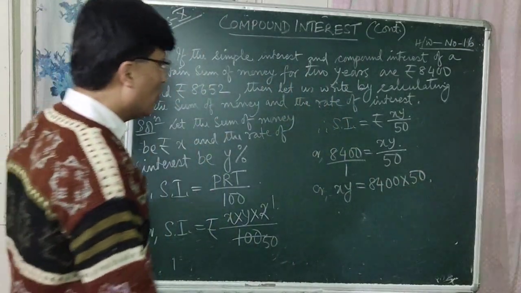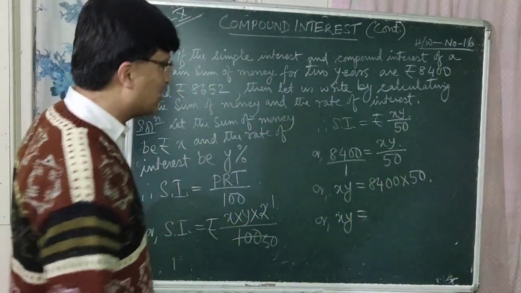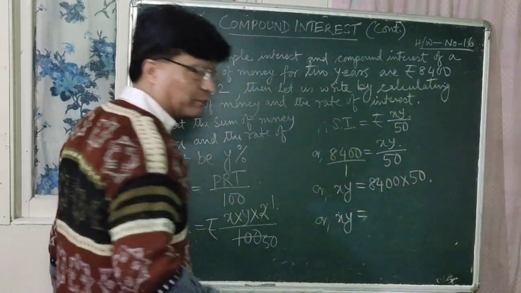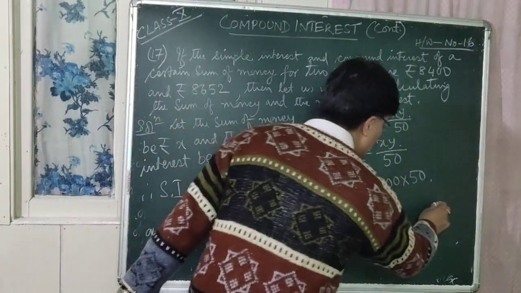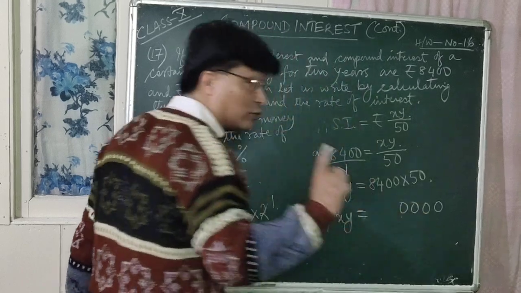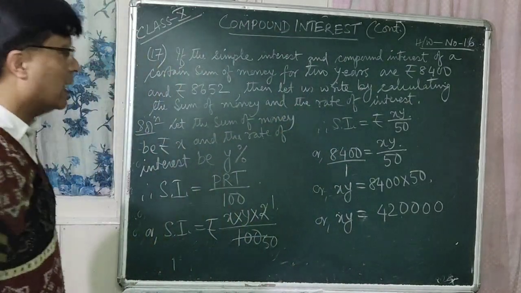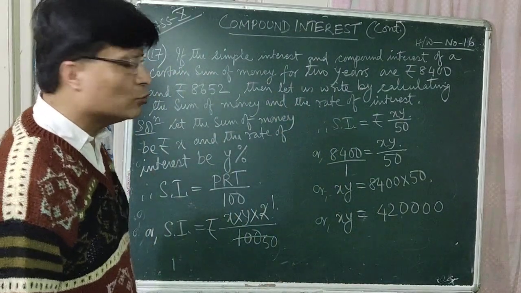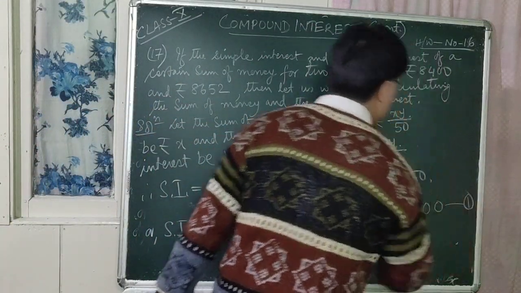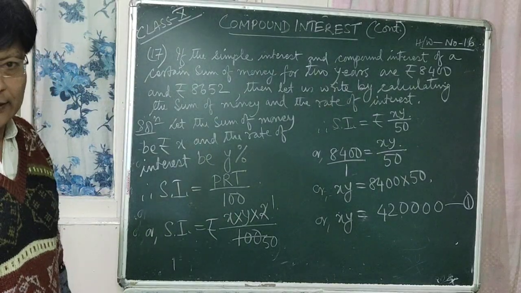Is that clear? What is the value for xy? xy is equal to, now let us multiply them. After 84 there are 2 zeros. After 5 there is 1 zero. 2 plus 1 is 3, 3 zeros. Let us write 3 zeros here. Now 5 fours are 20. 0, 2. 8 fives are 40 plus 2, 42. That is xy is equal to 42 and 4 zeros. Let us mark it as number 1. Is it clear now?